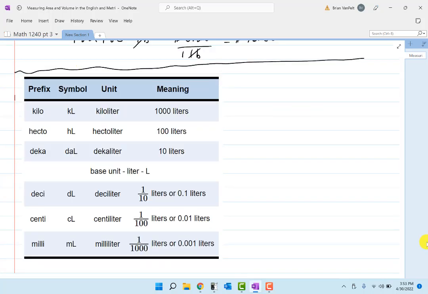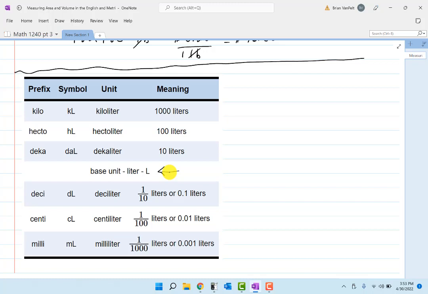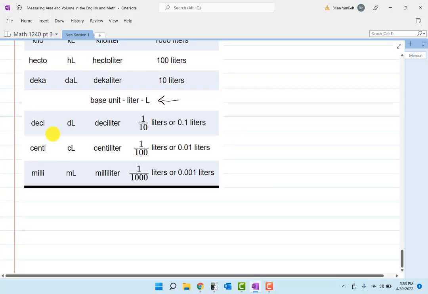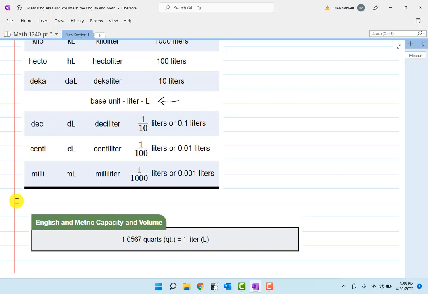In our textbook, we have the volumes listed in metric, and this is our base here. Just like gallon is a base in our system, liter is the base in their system. And what we need to know is some sort of a connector between metric and English, and that's what comes next. Now I want you to see this. The connector is this: 1.0567 quarts is exactly equal to a liter.